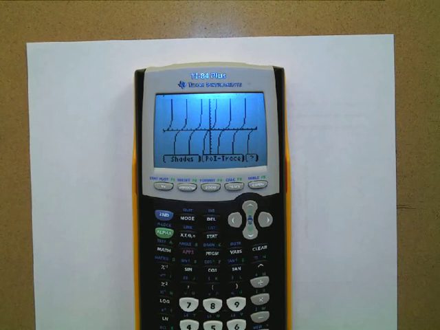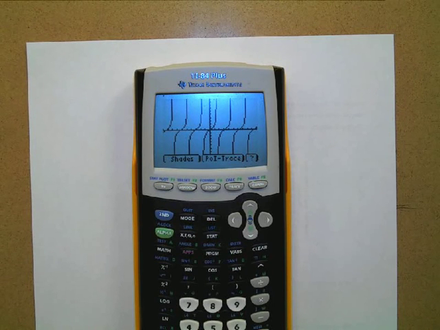Which kind of makes sense because we do know that tangent is undefined when cosine is 0. So for example, tangent of pi over 2, undefined. Tangent of 3 pi over 2, undefined. Because both those places cosine is 0. So that'll give us those asymptotes there. All right, so we get a bit of a weird graph.